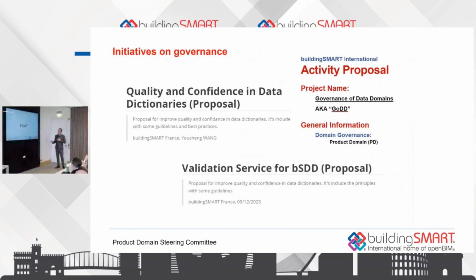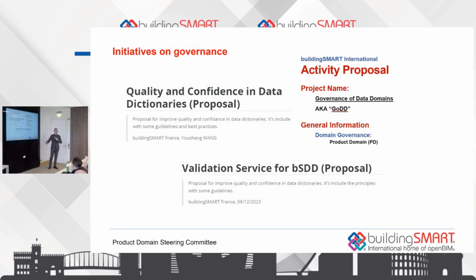So then the question is, of course, how are we going to do that? Like I said, we have this governance of data domains activity proposal. And then early this year, there were two others that were already in development in France. So from buildingSMART France, there's two proposals on quality and confidence in data dictionaries and a validation service. So that's one part is, let's say, metadata structure, what to look for, and the other one is about creating a tool to actually verify it.